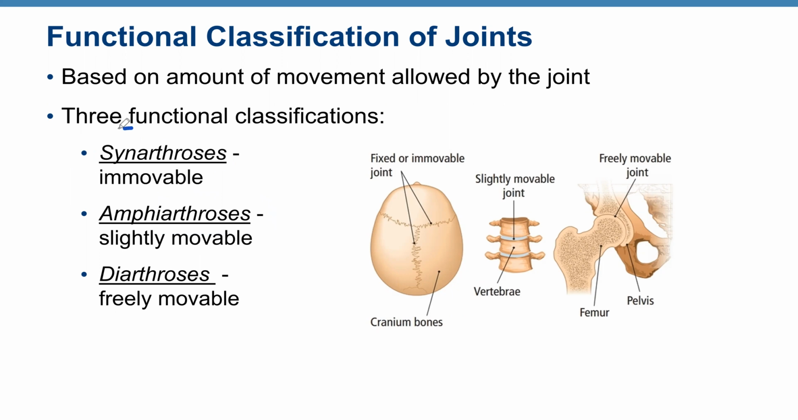So again, this is functional classification based on how much movement is allowed by the joint. So here's, for example, sutures. That's our synarthrosis. Here's the intervertebral disc between vertebrae that allows you slight movement, amphiarthrosis. And here your hip joint or coxal joint, that is diarthrosis.